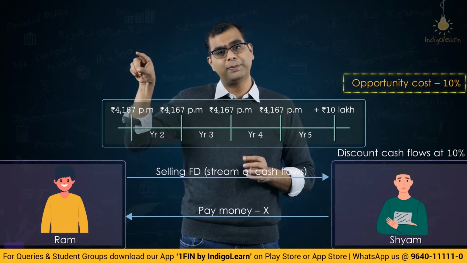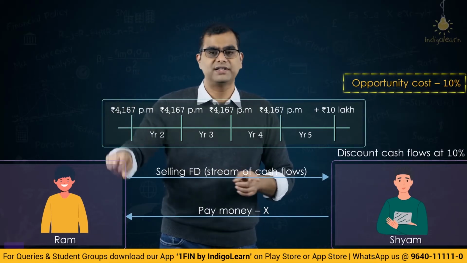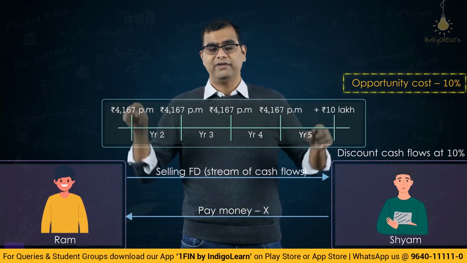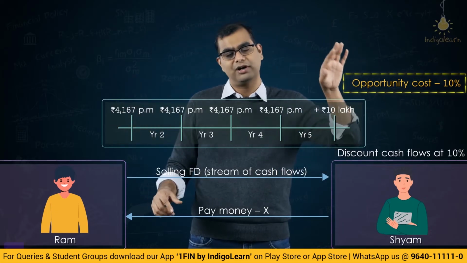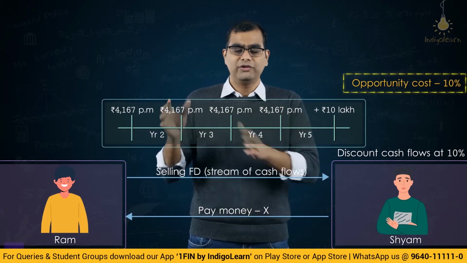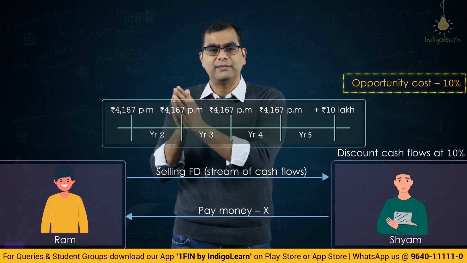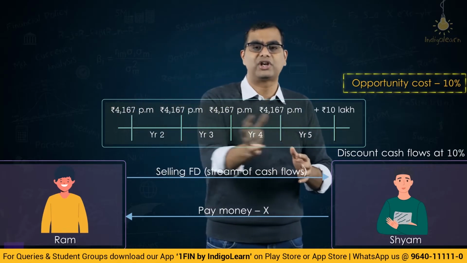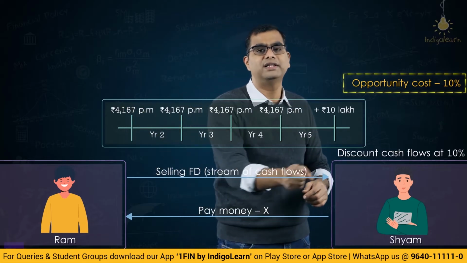Initially, even though you placed the fixed deposit of 10 lakhs, after 1 year, interest rates have suddenly changed in the market. When you put the deposit, the interest rate was 5%. Now suddenly the market interest rate has gone up to 10%. Shyam is saying that 10% is his benchmark. So when you are selling him the fixed deposit, Shyam says that I will give you a lump sum money of X in return for this stream of cash flows, and that X I will compute by discounting all these cash flows by 10%.